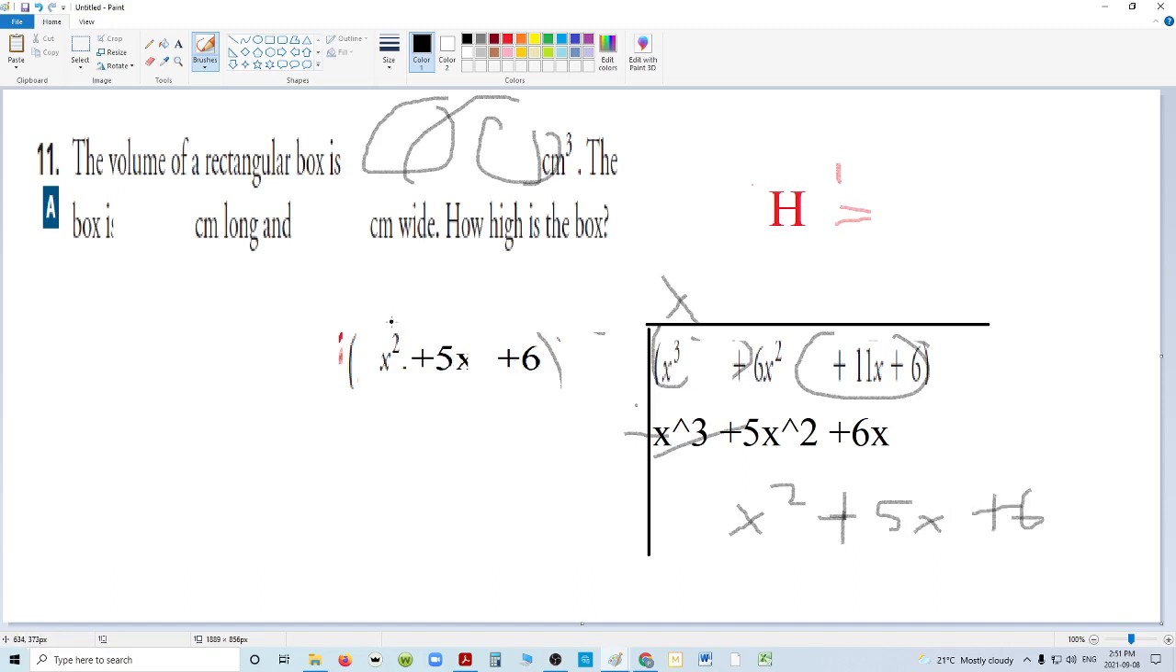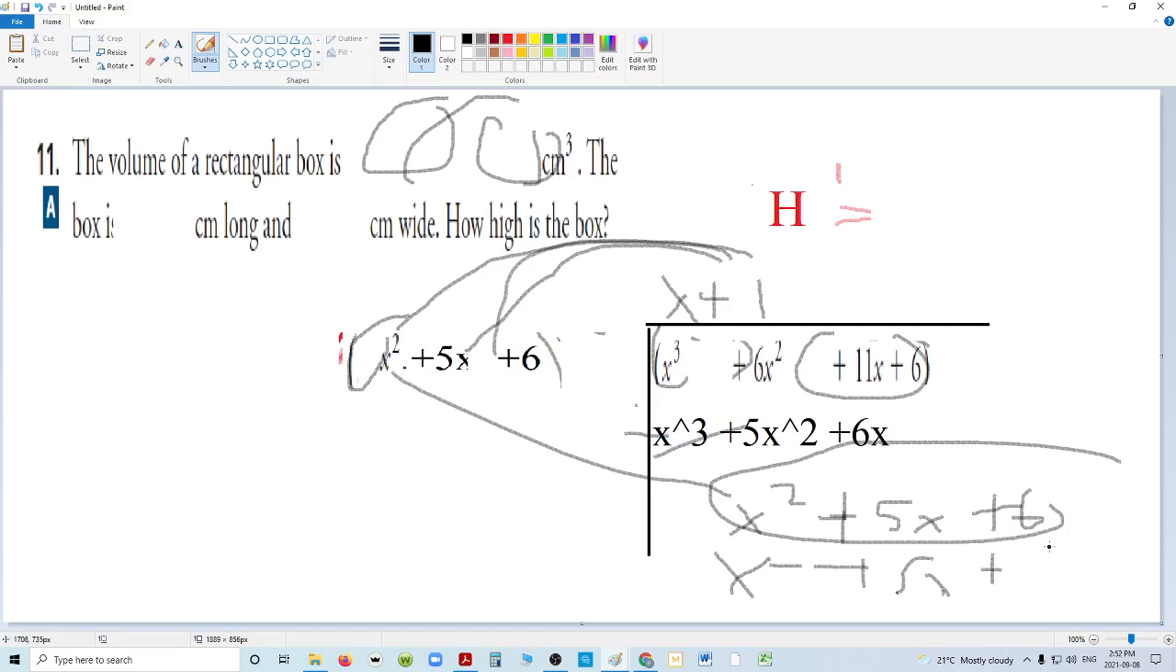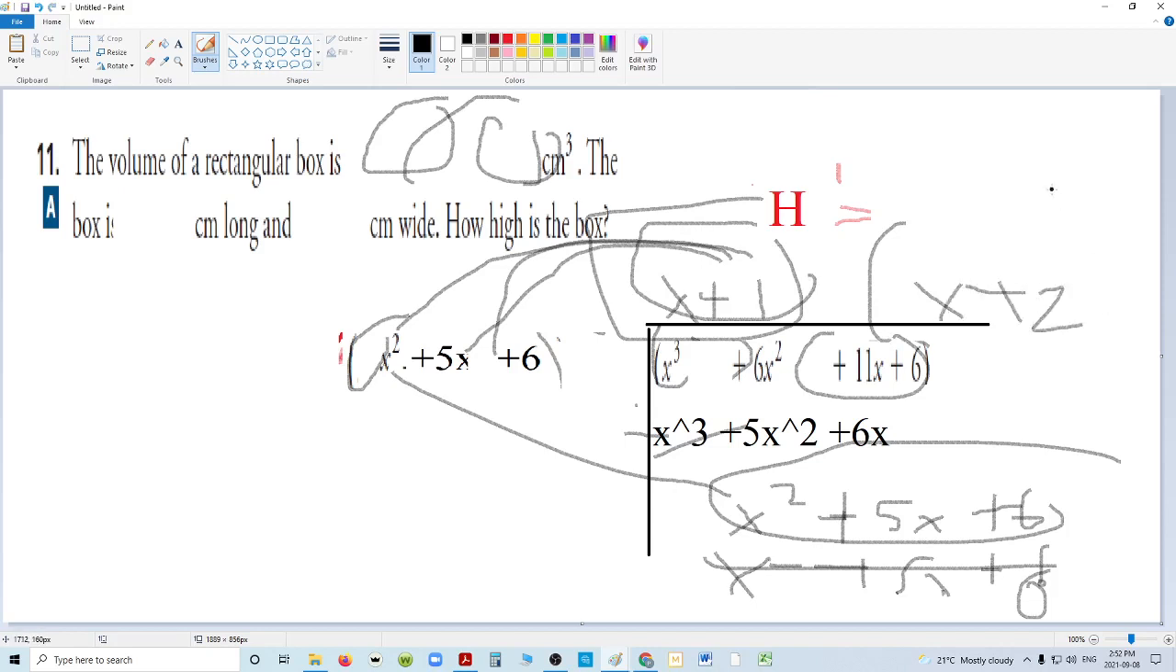Now, what do I have to multiply x squared by to get x squared? And notice that this whole term is this whole term here, so it's obviously just plus 1. Plus 1 times that will get x squared. Times that will get plus 5x. Plus that times that will get plus 6. And when I subtract these down, I get 0, which means that x plus 1 is my missing height. Sure enough, if you take x plus 1 and you multiply by x plus 2, and you multiply that by x plus 3, you should get that.